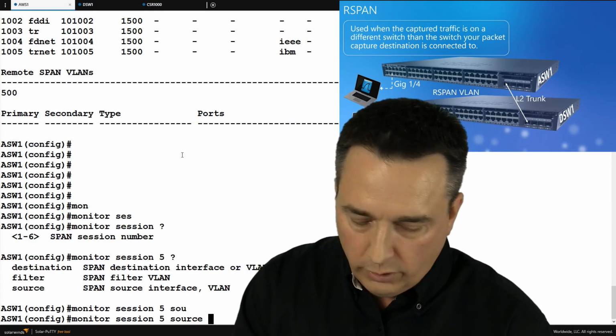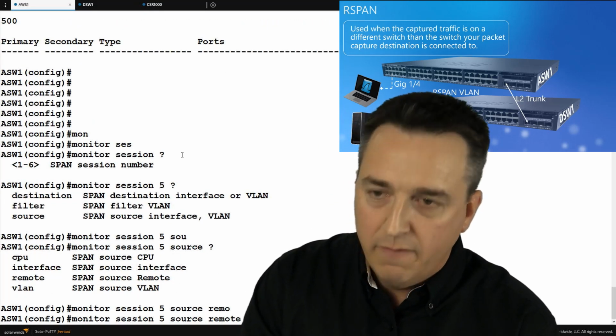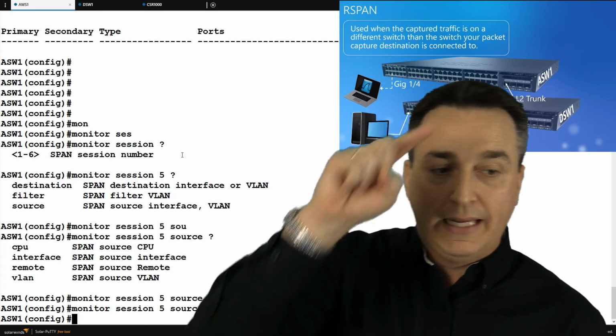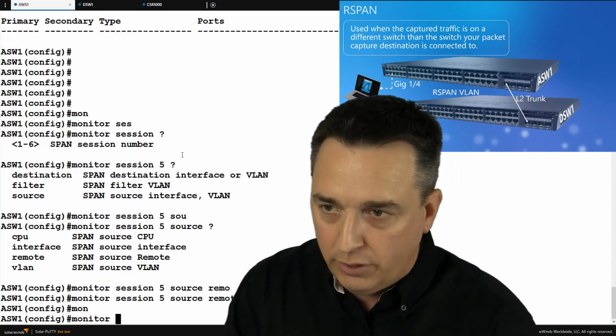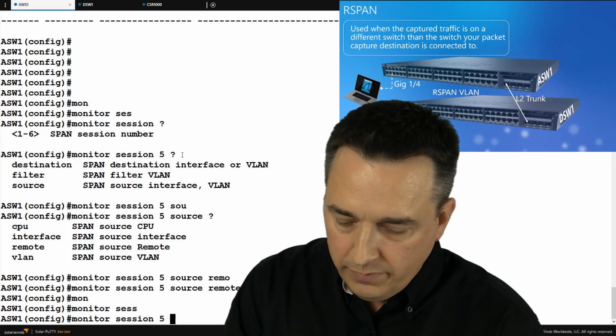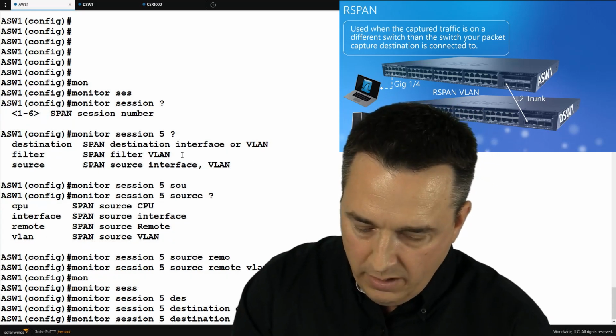I'm going to type in source and then remote. See, remote VLAN 500 for capturing. So I'm going to capture now on VLAN 500, and we're going to ship it to a destination port of gigabit Ethernet 1/4.